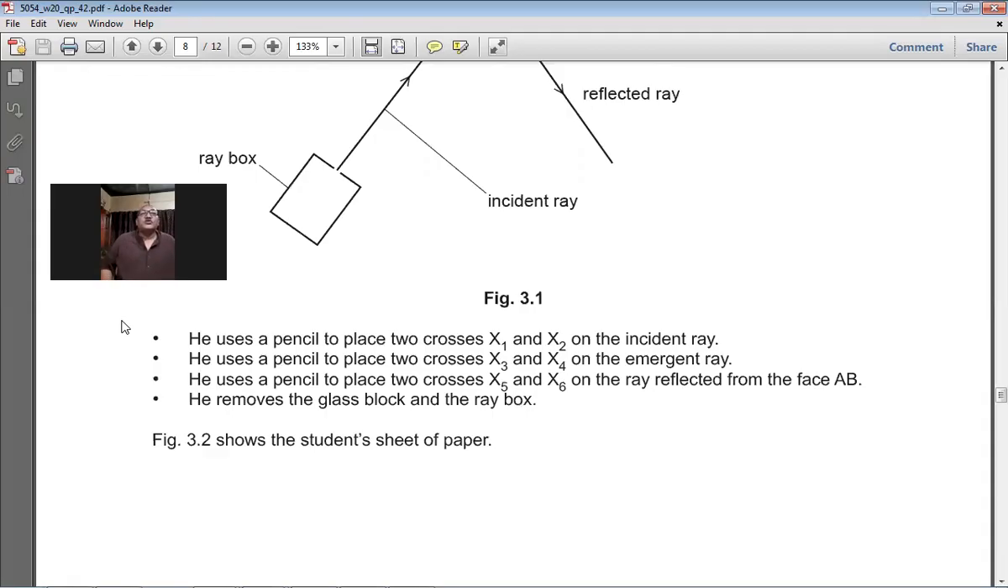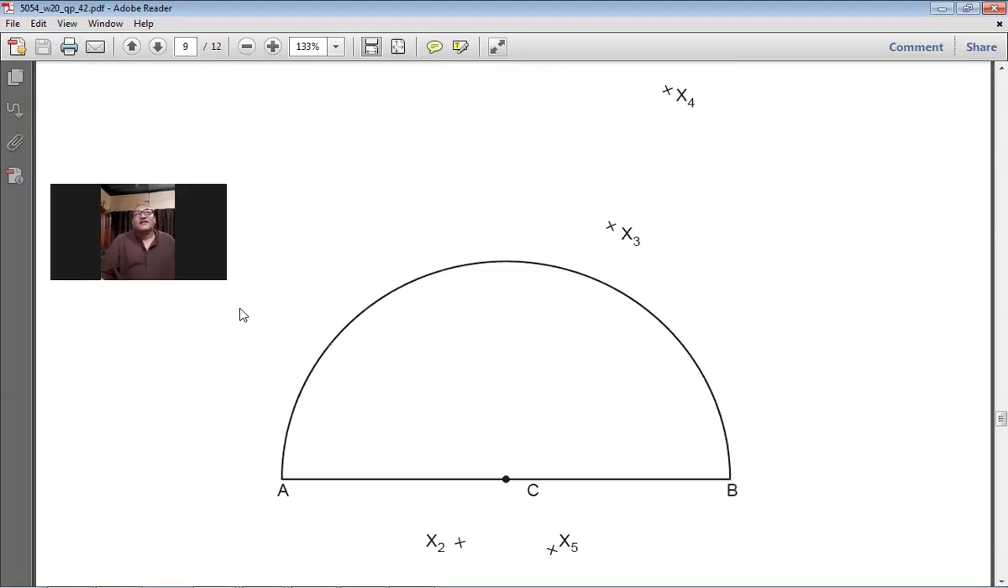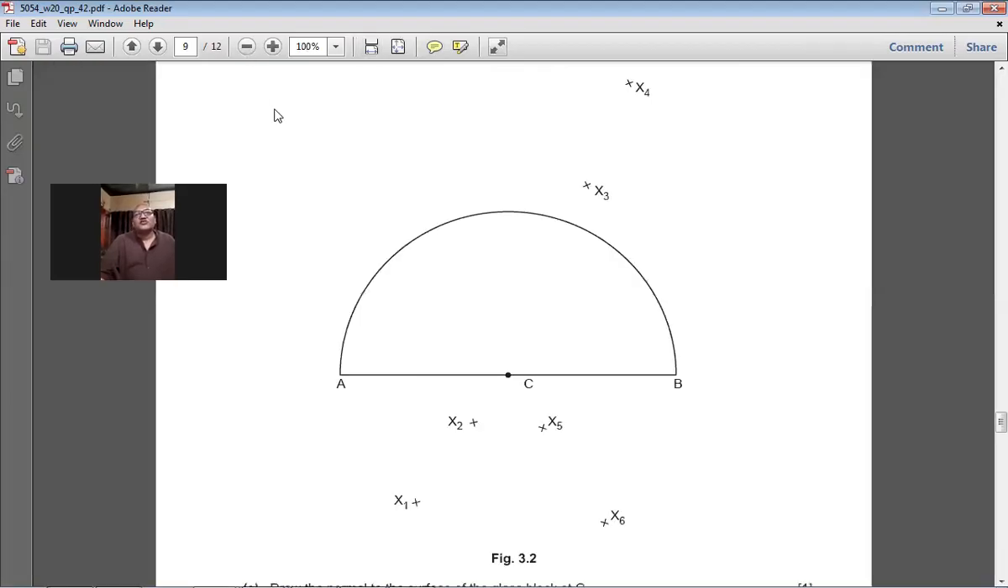Figure 3.2 shows the student's sheet of paper. So here is that sheet the student was using. So that is figure 3.2. X1, X2, they are showing you the incident ray. X3, X4, they are showing the emergent ray. X5, X6, they are showing the reflected ray.